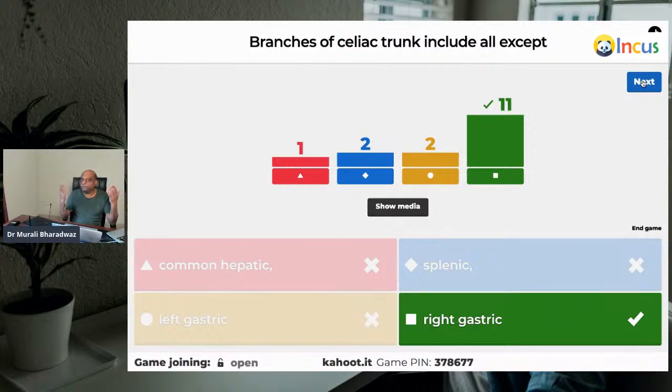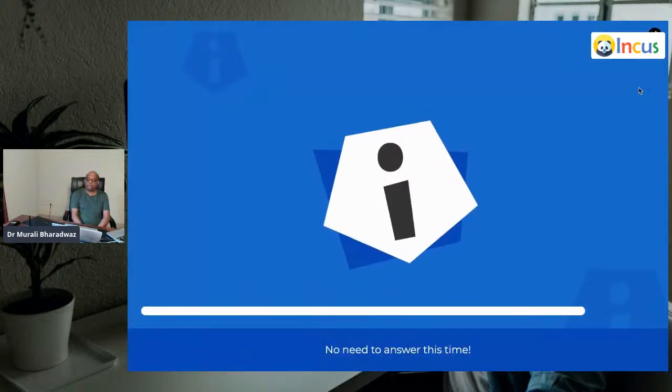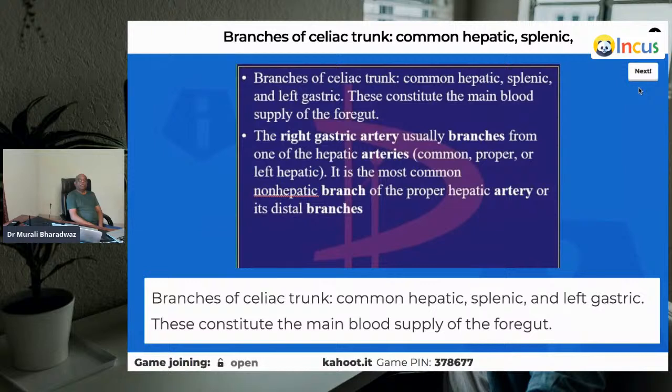Very good. 11 of you are right. I'm so proud of you. You should remember. Very good. Abhi is on the top. Shweta is the highest climber in this round. So, doctor, you should remember, common hepatic, splenic, and left gastric are the branches directly from the celiac trunk. Whereas the right gastric artery usually is a branch from the hepatic artery. That's the point you should appreciate.